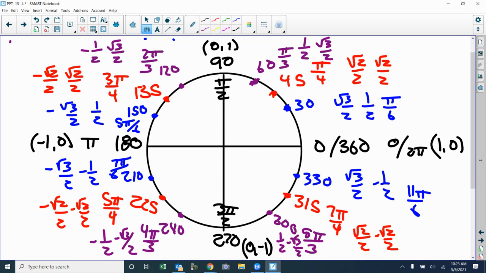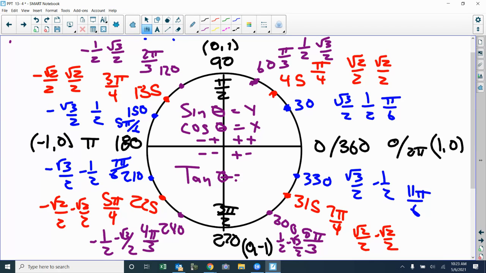So don't forget, it is positive, positive here; negative, negative here; negative, positive; positive, negative. Your sine of any of these is your y value. Your cosine of any of these is your x value. Your tangent of any of these angles is y over x. Your cosecant is 1 over y, your secant is 1 over x, and your cotangent is x over y. And there you have it. A beautiful thing.